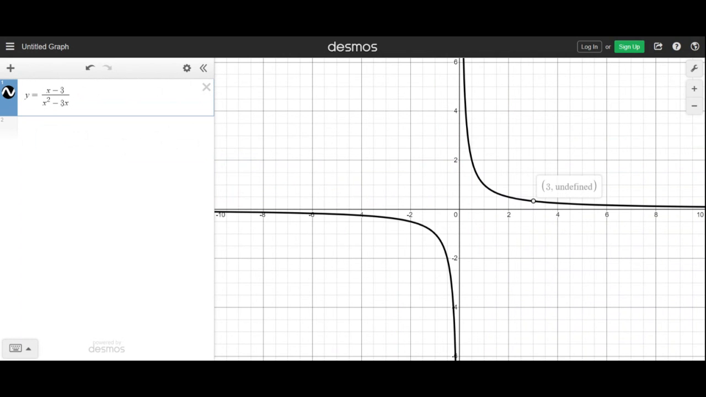So what happens is there's actually a hole in the graph at that point. Okay, so we have to remember in this case that it is not part of the domain, right? 3 would make the denominator 0, that would be undefined. So there is going to be a hole in your graph, but the rest of the graph is going to look like your basic 1 over x graph. Okay, so now what we would say is there's a hole at x equals 3.